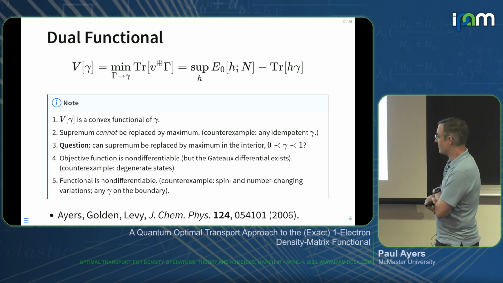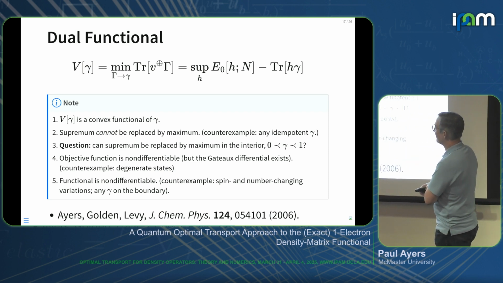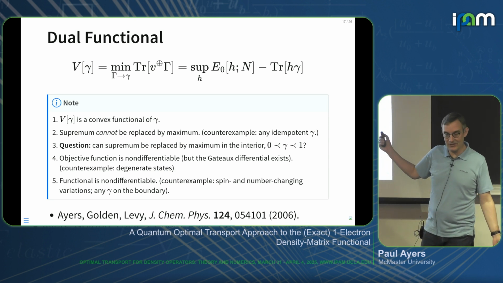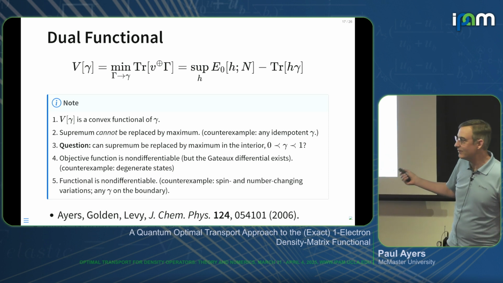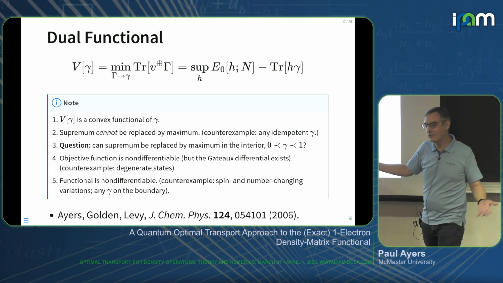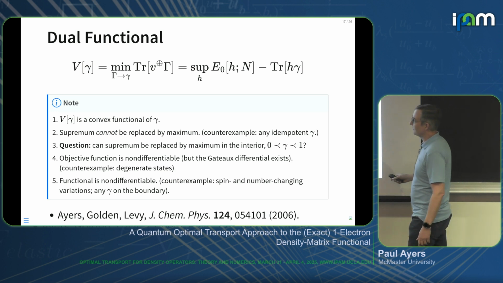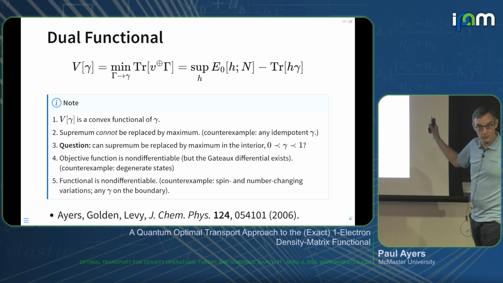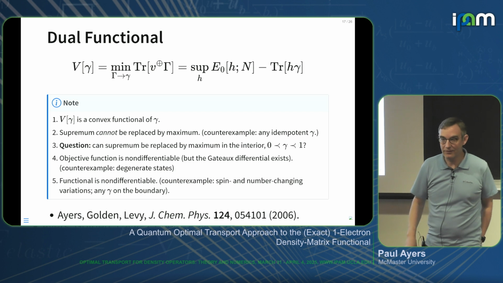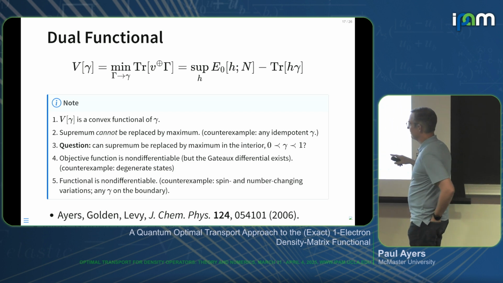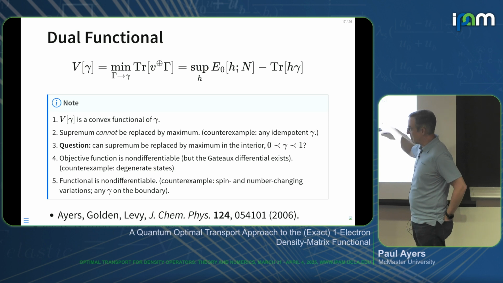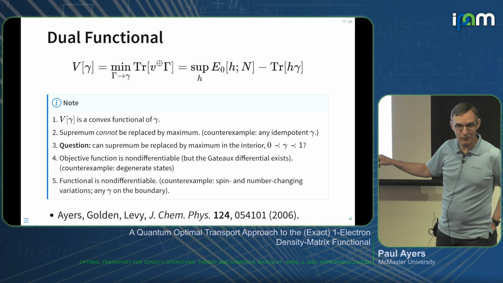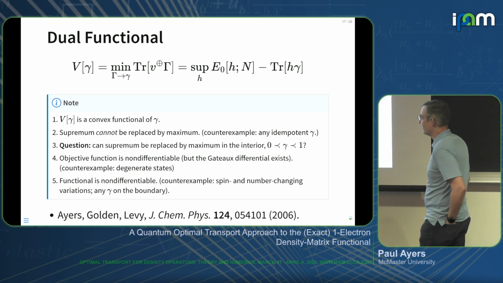Here's the dual functional. This is something that I worked on 20 years ago now. It's trivial. This is exactly the same as the Legendre transform functional in DFT, right? The proof of this is one line, if you like. This is a convex function, right? You cannot replace your supremum with the maximum. This goes back to what Julia was saying, and it would be interesting to talk to Julia about. I don't know a counterexample in the interior, but it might exist, right?